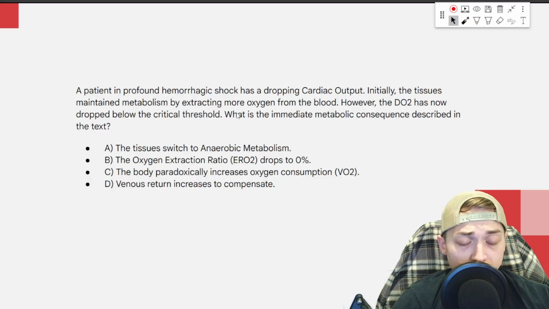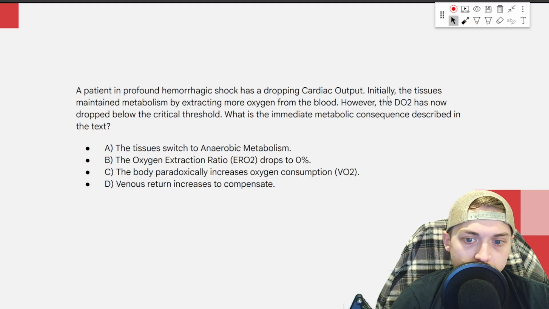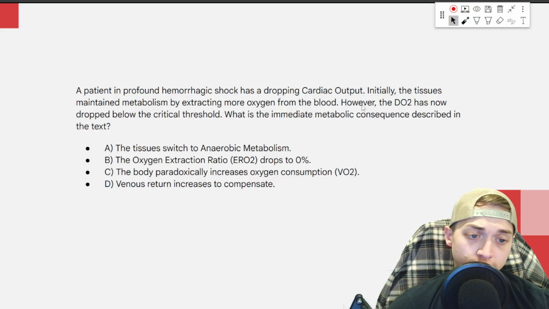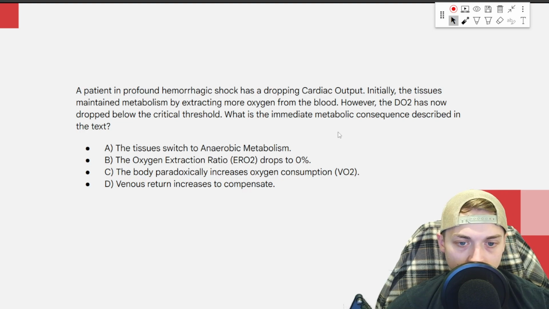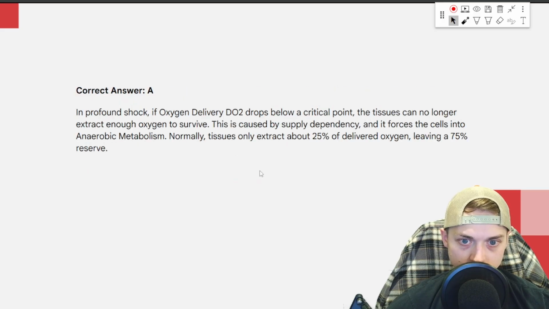A patient in profound hemorrhagic shock has a drop in cardiac output. Initially, the tissues maintain metabolism by extracting more oxygen from the blood. However, the DO2, the supply, has now dropped below a critical threshold. What is the immediate metabolic consequence described in the text? Did you guess A? It's A.